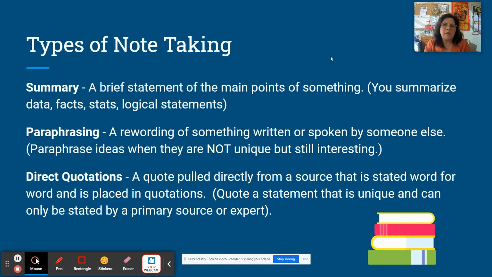So the types of note taking that you do on these cards are three types. Number one is summary writing, number two is paraphrasing, and number three is quoting. And I don't need to explain what those three things are because I believe you know by now the difference between a summary, a paraphrase, and a quote. But I do want to talk about when you summarize and when you paraphrase and when you quote.